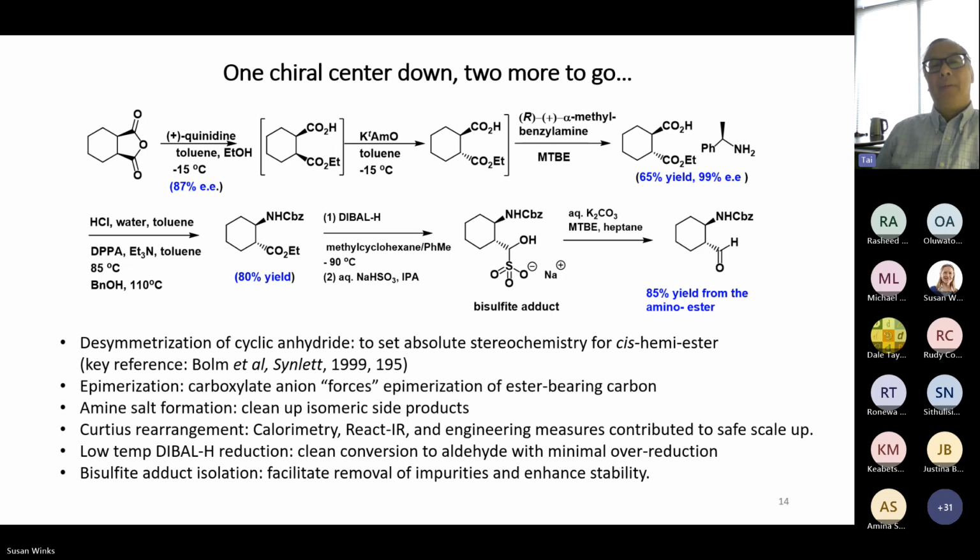All that happens, interestingly, with retention of absolute configuration from the carboxylic acid all the way down to the amine. After that, it's fairly simple. Low temperature DIBAL reduction reduces the ester to the aldehyde, and we isolate that as a bisulfite adduct. Next, please.